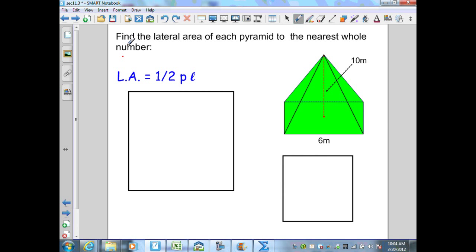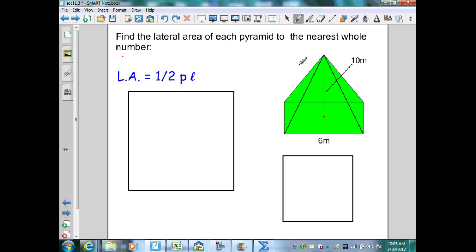On this example, I need to find the lateral area of each pyramid to the nearest whole number. Here, I'm given a square pyramid. The base is a regular polygon, and here it is a square. Therefore, each base edge is 6 meters. I need to substitute known values into my lateral area, which is known to be 1/2 P, which is the perimeter of the base. Therefore, I know I have 4 times 6 for the perimeter of the base, times L, which is the slant height of one of my lateral faces.